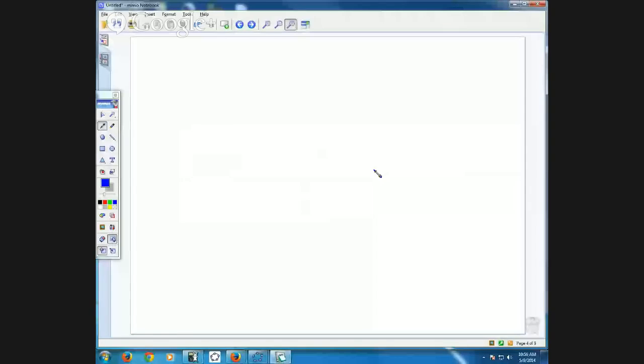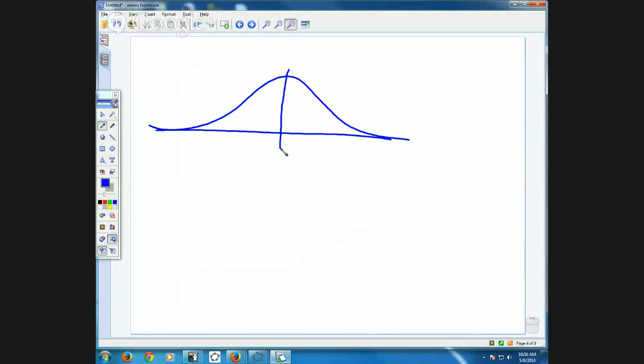So here's mine. The mean, if we're talking about IQ, is what again? 100, okay. Standard deviation is 15. So I'll put a little note up here, sigma equals 15. So then I'm going to label, what is one standard deviation to the right? 115. And what is two standard deviations to the right? 130.